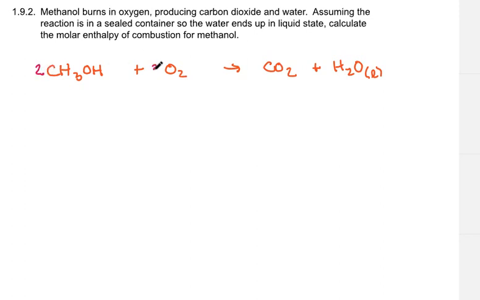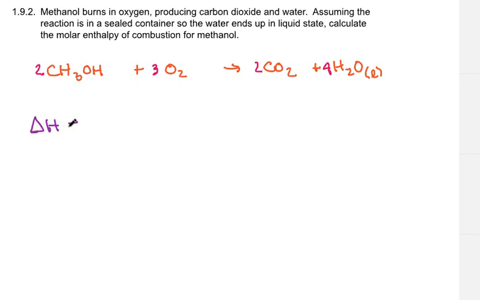2, 3, 2, 4. Quick check, 2 carbons, yes. 4 hydrogen, I'm sorry, 4 inside times 2 is 8 hydrogen, and 8, that's good. And then here we have 4 oxygens plus 4 more oxygens, total of 8. Here we have 2 oxygens plus 6 more here, total of 8, so everything's balanced out. Now we have a reaction we can use to find our delta H.